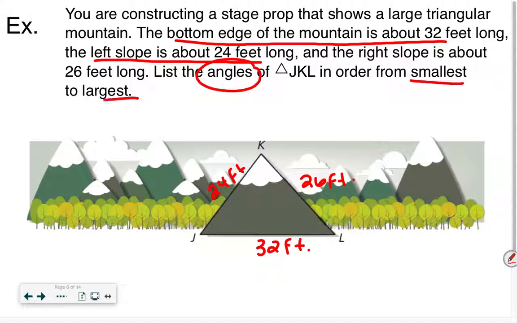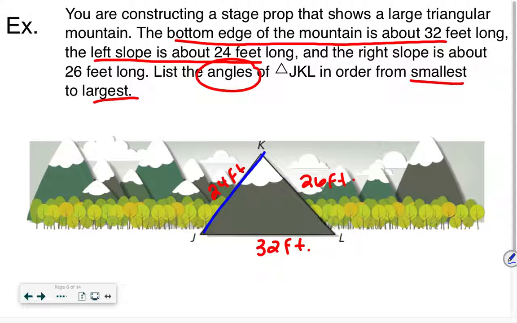Now, do you know any of the angle measures? No, but you should still be able to complete that task successfully. You should still be able to list the angles in order from smallest to biggest. So let me start with Ashton. Which side up there is the shortest side? KJ.